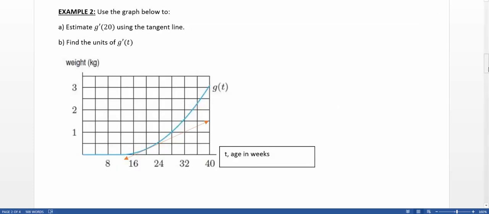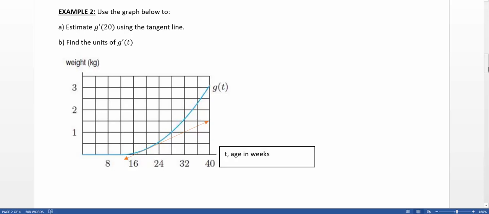Example 2. Use the graph below to A, estimate g prime of 20 using the tangent line, B, find the units of g prime of t. So this is similar to what we've been doing in previous sections, only now we're also concerned about what the units are of our approximation.